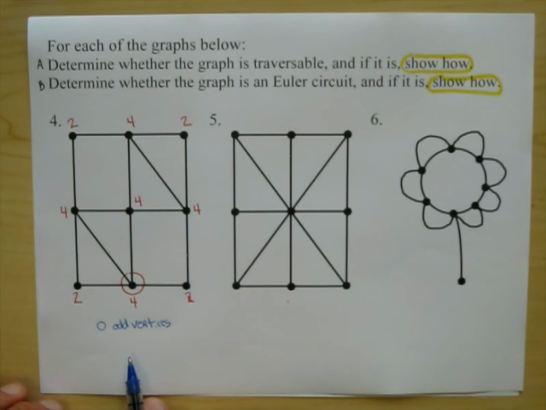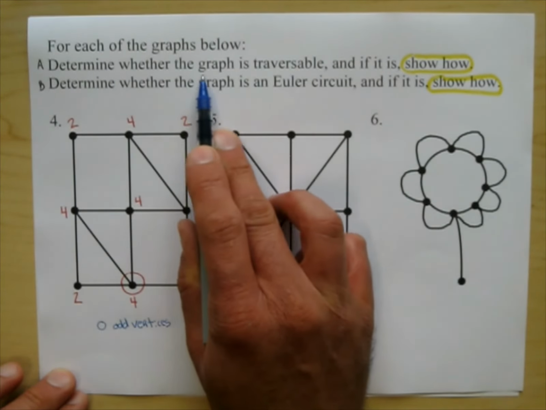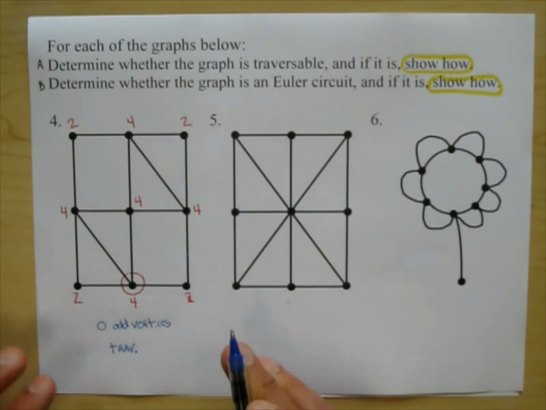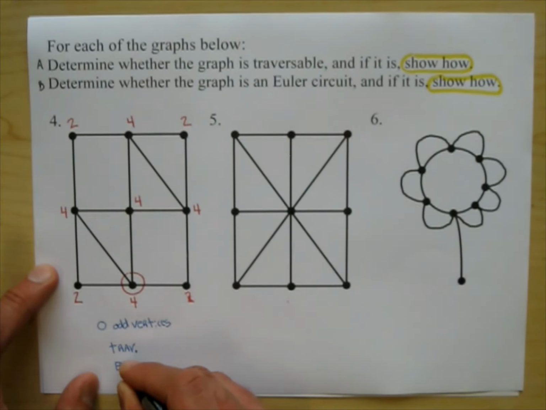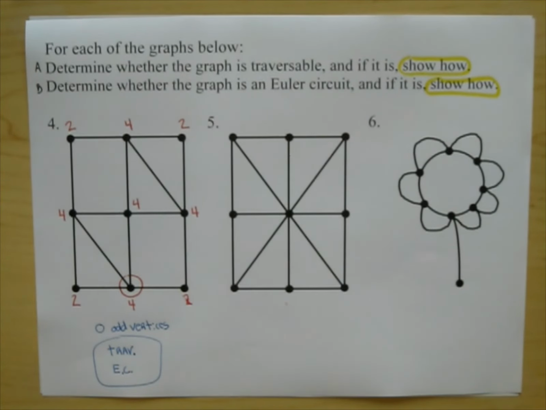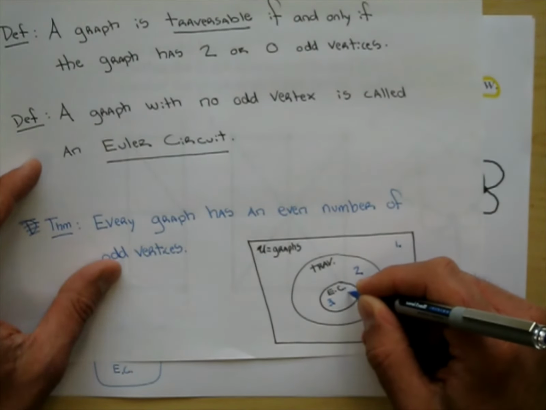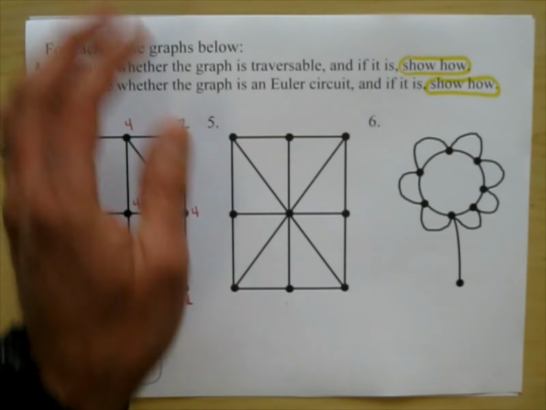What does that tell me? That tells me that the first question here, is the graph traversable? Yes, it is. So the graph is traversable. Is the graph an Euler circuit? Yes, it is. Okay, so there it is. So this is where problem number 4 lives. Problem number 4 lives inside there. It's an Euler circuit and it's traversable.